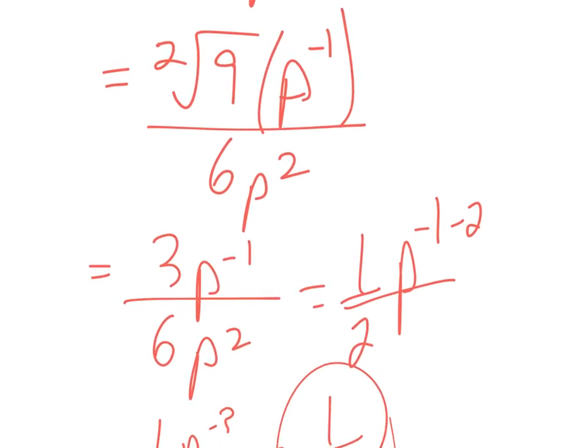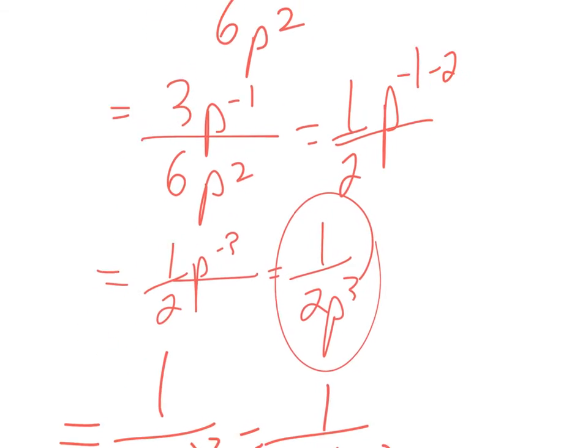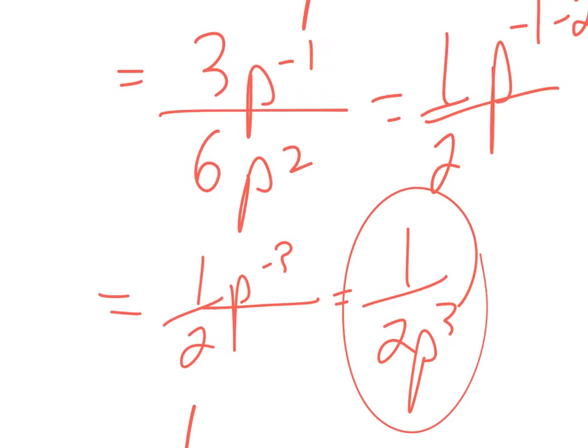Then we could deal with the square root of 9, which is 3, and then we can reduce 3 over 6 to become 1 over 2, and then we could divide p to the negative 1 by p squared, which becomes p to the negative 1 minus 2, which further simplifies to a half times p to the negative 3. We could bring that negative 3 exponent into the denominator and make it positive, which will leave us with 1 over 2 p cubed, all simplified.